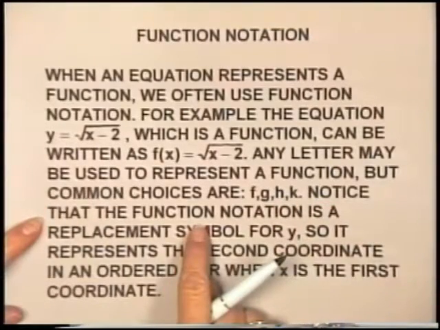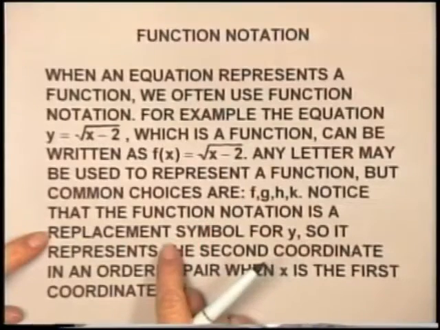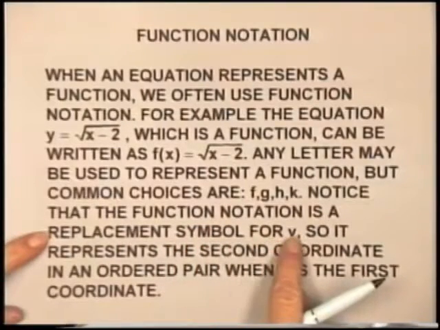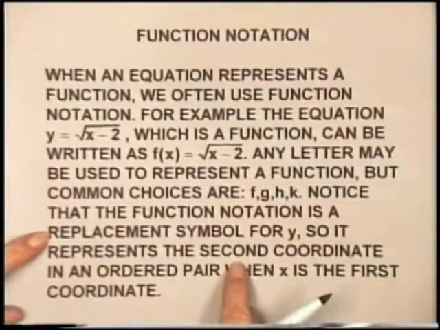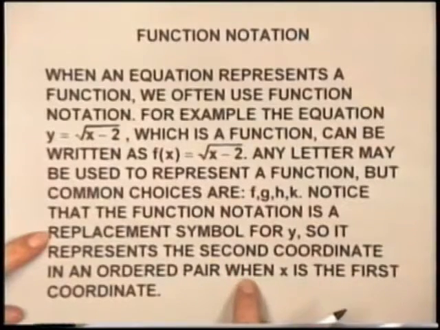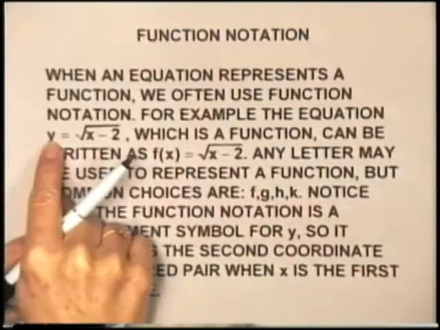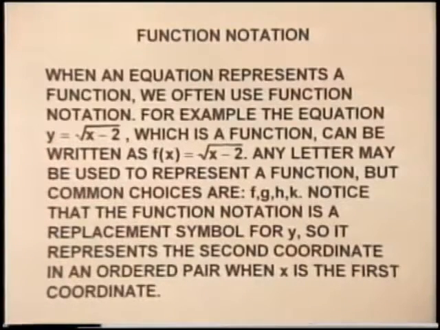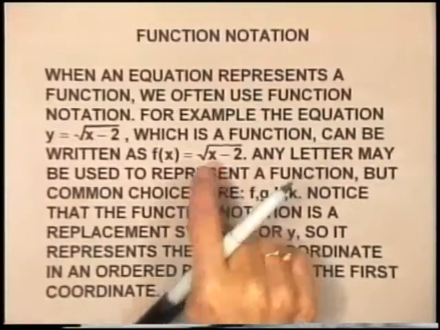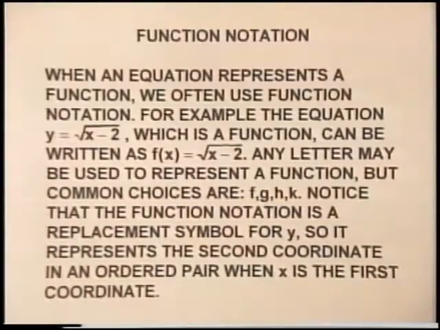Notice that the function notation is a replacement symbol for y. So it represents the second coordinate in an ordered pair when x is the first coordinate. So this symbol f of x means the same thing that y means. And since we put y as the second coordinate in our ordered pairs, this f of x symbol is talking about the second coordinate whenever we use x as the first coordinate.